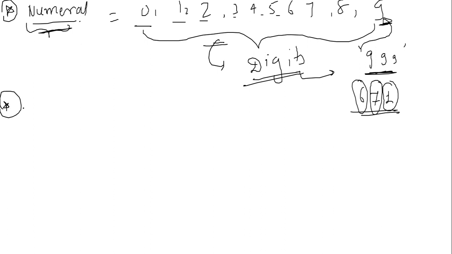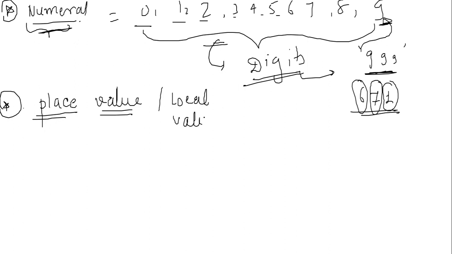The next important term that we have to study to understand the number system is the place value, and based upon this only I have asked you the question. Now what is place value? It is also called as local value. I'll give you an example for understanding this particular terminology.